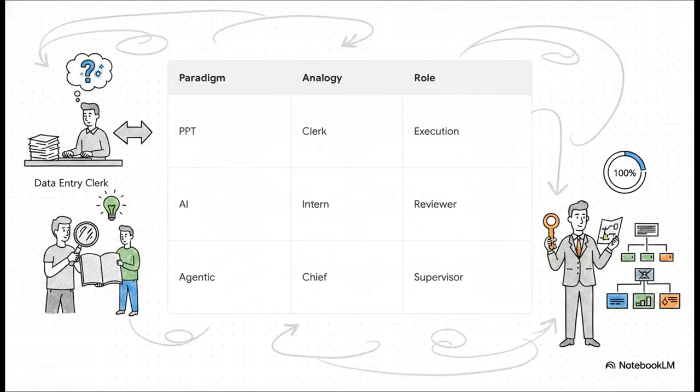This brilliantly illustrates the shift using a human resourcing analogy. Standard PPT, that's your data entry clerk. You hand them a strict standard operating procedure, and if an edge case pops up, they freeze and ask for help. The middle step, AI native, is like your subject matter expert intern. They're fantastic at reading and summarizing massive documents, kind of acting as a co-pilot, but you still make the final call. But agentic native, that is your autonomous chief of staff. You give them a high-level goal, literally hand them the keys to the tools, and they just report back when the whole shebang is done.